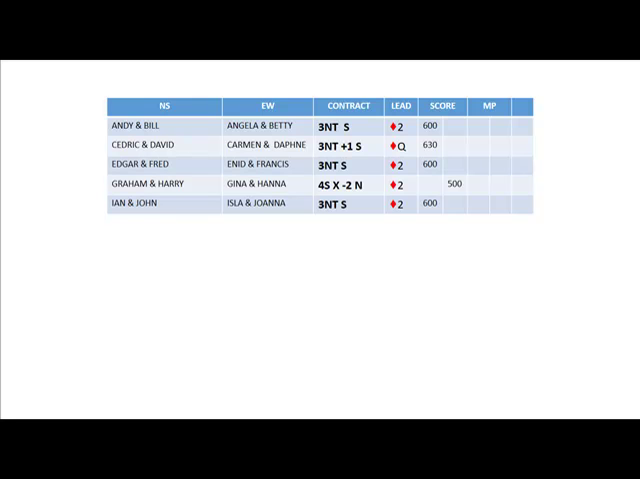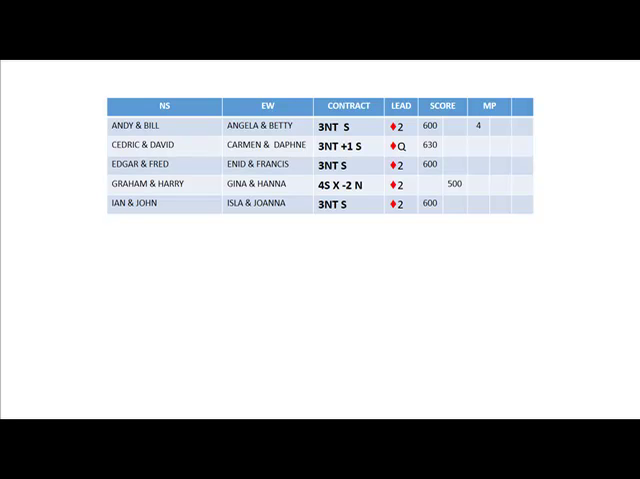Edgar and Fred, the same. That's 1 point. Andy and Bill did much, much better than Graham and Harry, but it doesn't matter how much. They just did better. So they get 2 points from that. That's 1 plus 2. They're up to 3 points so far. And Ian and John, the same. That's another 1 point. That's 1 plus 2 plus 1. I reckon they get 4 match points.